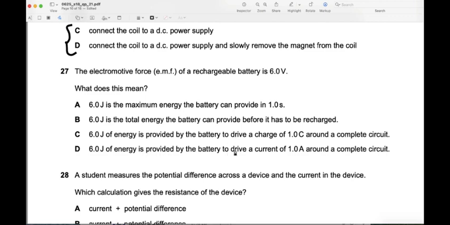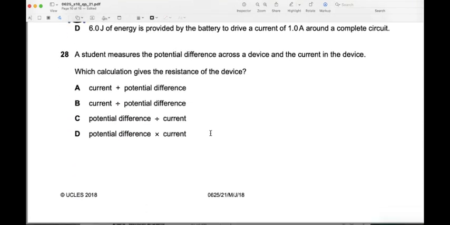6 joules of energy provided by the battery to drive a current. We say to drive a charge. A charge that is moving is what we call a current. But it is the charge that is driven around the circuit. So this option is most correct. Now we see this one.